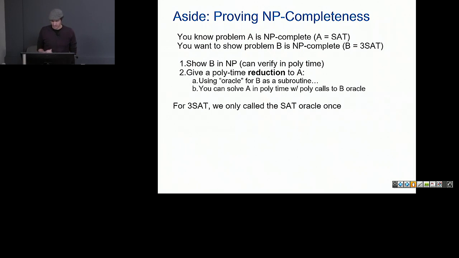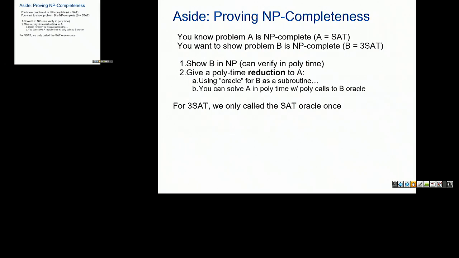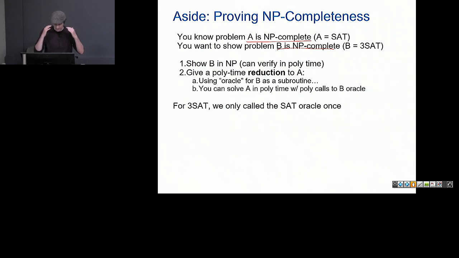So just to recap what I just said about this formula, I switched the roles of A and B. So you know that some problem is NP-complete, say it's A, and you want to show that some other problem is NP-complete, say B. In this case, A was SAT and B was 3-SAT. This is the reason, by the way, that the direction of the reduction gets confusing, because you could think about it as trying to solve A, or you could think about it as trying to show that B is hard.